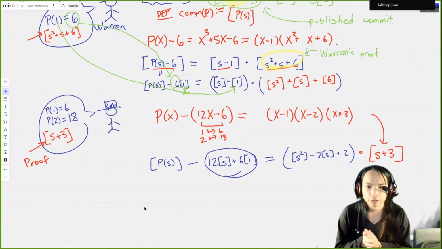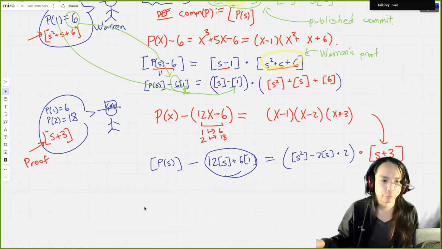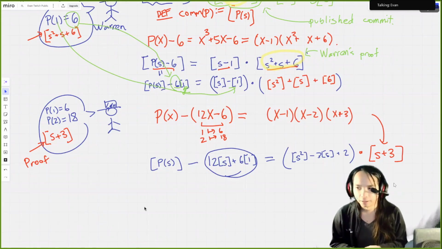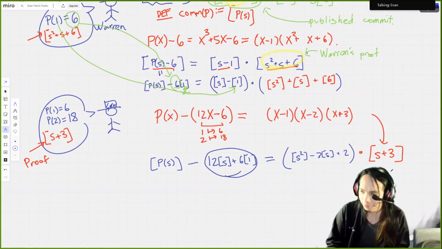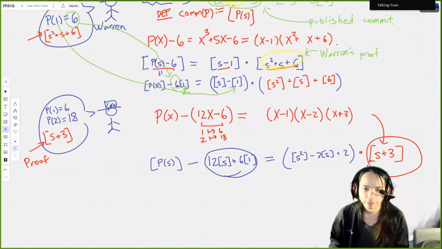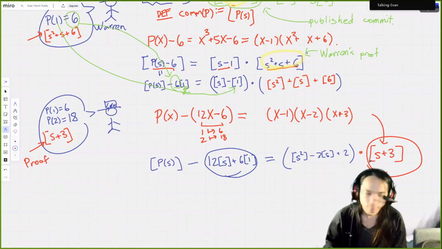And the way you can do it for any number of points is that instead of 12x minus 6, we fit a line through these. If you have 1,000 points, you fit a degree 999 polynomial through it. And do the same thing. Warren does the division for you, takes the quotient. The proof is just this one element, that single 256-bit number, and it lets you verify simultaneously all of the opening claims at once. Okay, and then that's it.